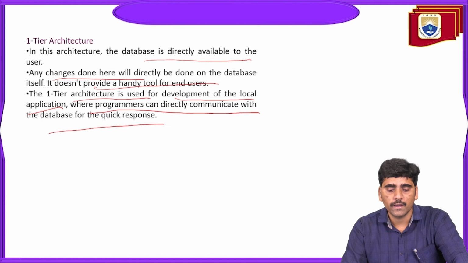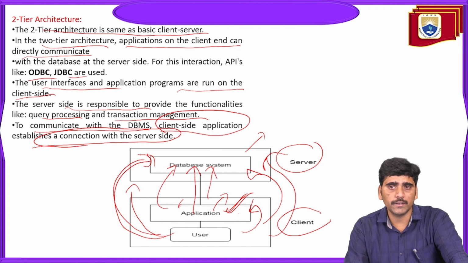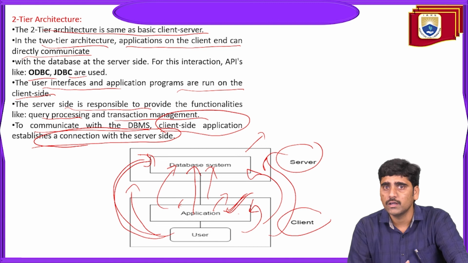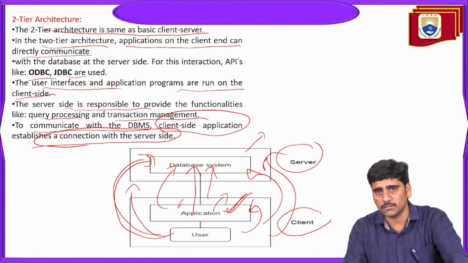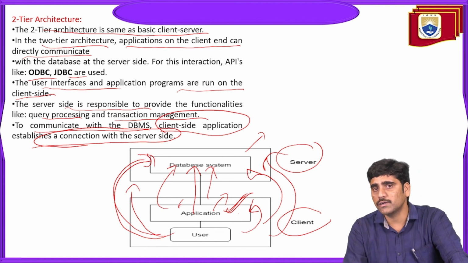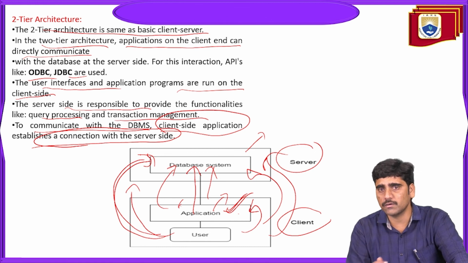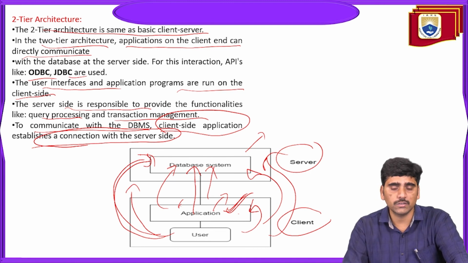And similarly, in two-tier architecture, we have an application on the client side. That application communicates from the user to the database management system, the database server. The application takes the request from the user, gives it to the database server, and gets the result back from the database server to the user. This is the two-tier architecture.